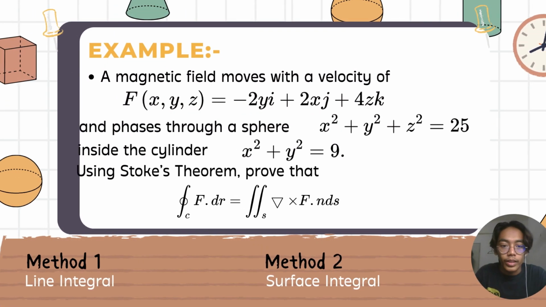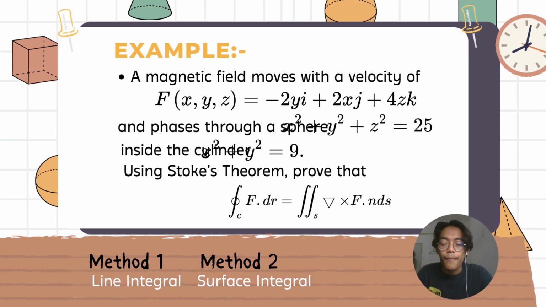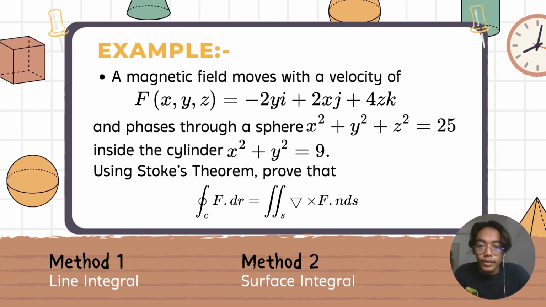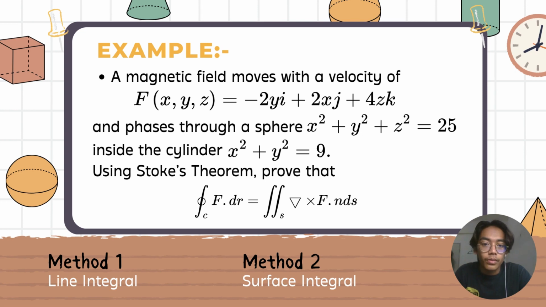Ini adalah contoh soalan untuk Stokes theorem. A magnetic field moves with a velocity of F(x,y,z) equal to minus 2y i plus 2x j plus 4z k and passes through a sphere x square plus y square plus z square equal to 25 inside the cylinder x square plus y square equal to 9. Using Stokes theorem, prove that line integral is equal to surface integral.